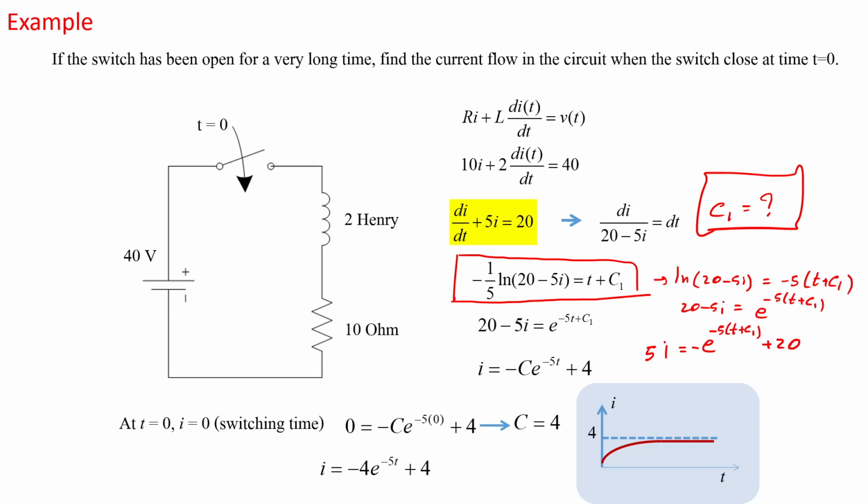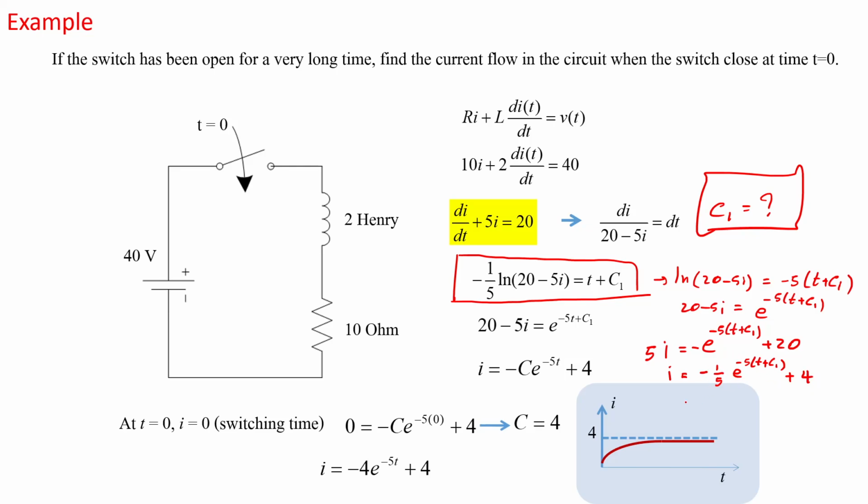We move 5i here and e here. So e minus e power 5 plus 20, right? E 5i, right? So I equal to I is 1 by 5 minus 1 by 5 e power minus 5t plus c1 plus 4, right? Plus 4.